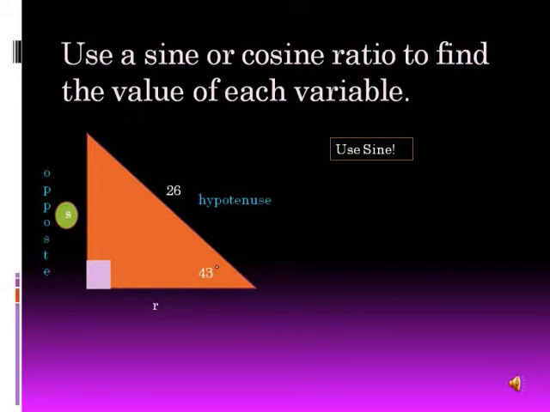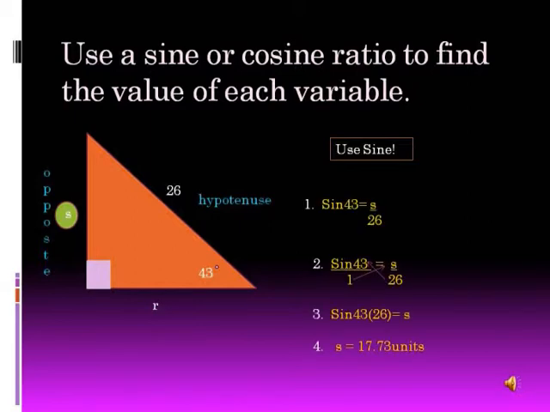Now to find s. S is opposite the 43-degree angle, and 26 is the hypotenuse. I will use sine to solve for s because sine is the SO of SOH CAH TOA and its ratio is opposite over hypotenuse. So you'll get that the sine of 43 equals s over 26. Cross multiply and you'll get that the sine of 43 times 26 equals s. Multiply the sine of 43 and 26 and you'll get that s is approximately 17.73 units.